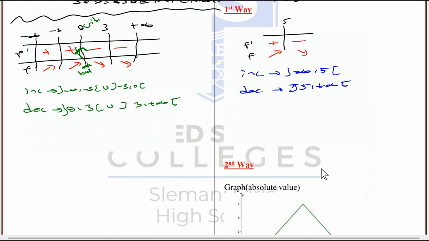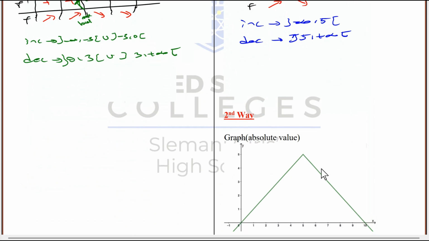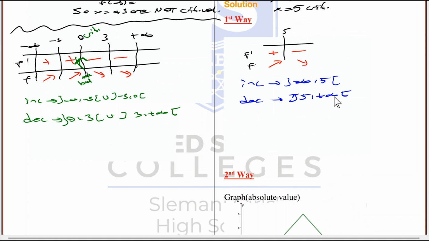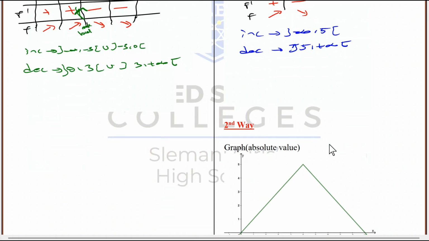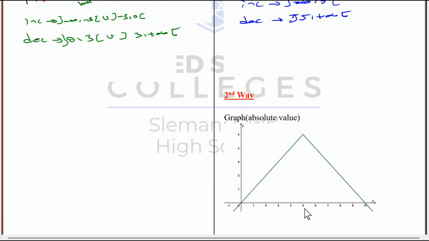The second way is using the graph. You know how to graph. It's an absolute value function, a V-shaped function. There's a minus in front, so your graph is upside down. You have to move your graph. Since there's minus 5, 5 units to the right, and plus 5 is outside, 5 units up. 5 units right, 5 units up, and the graph is upside down.